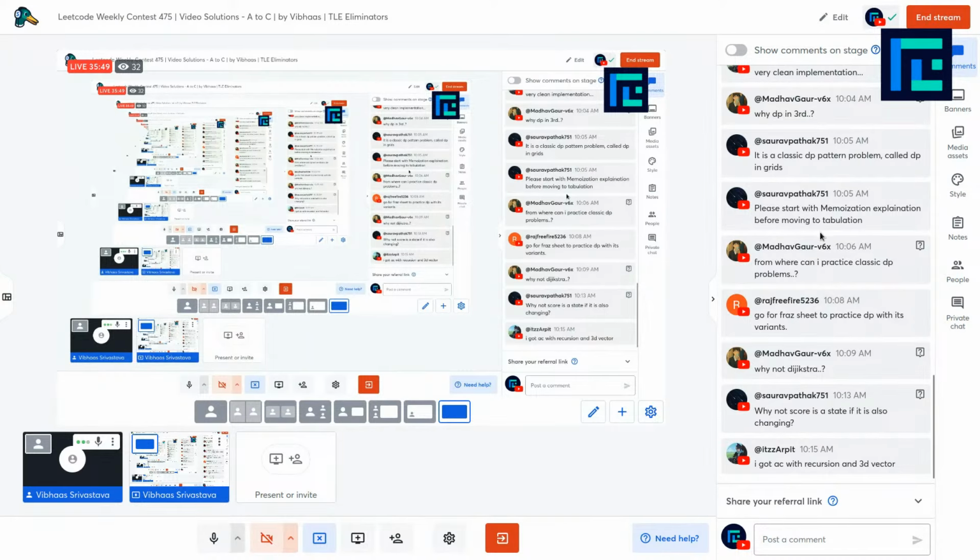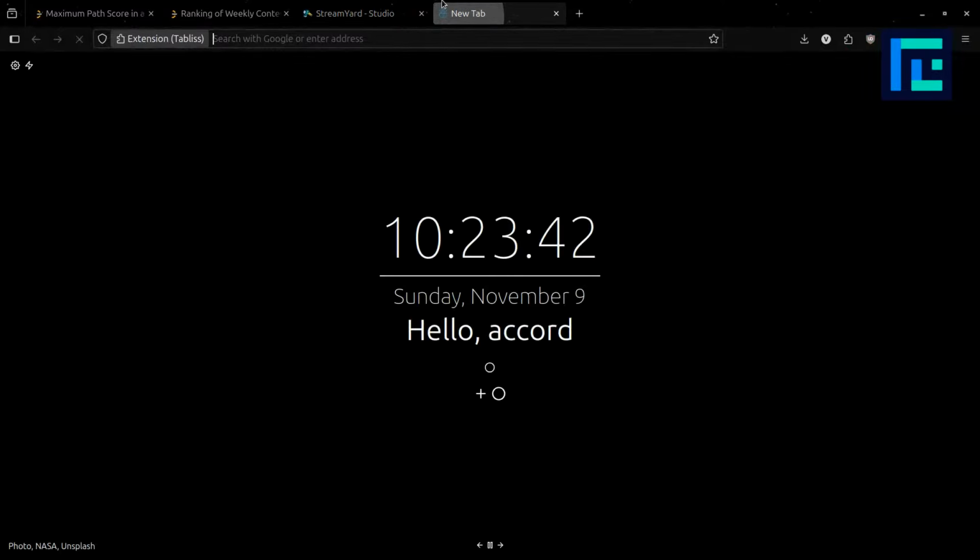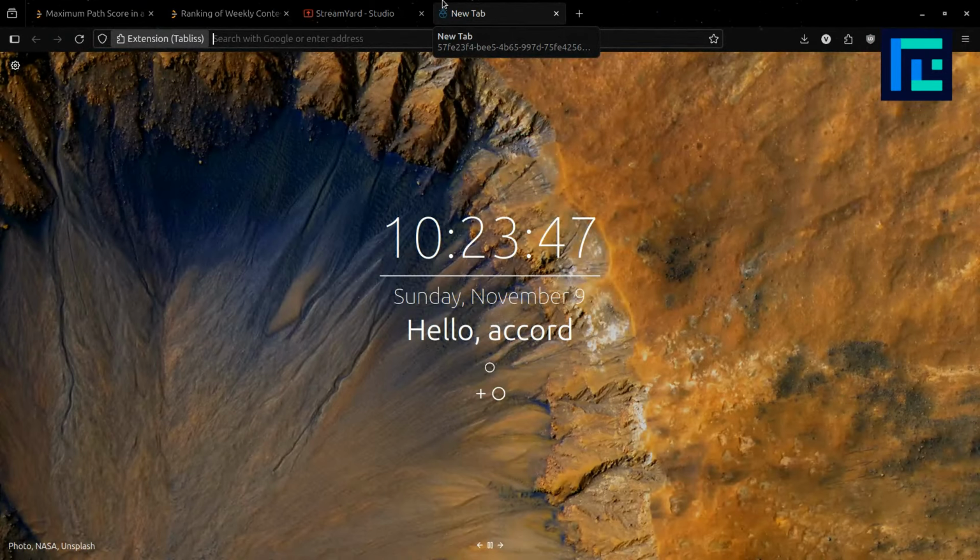Why is score not a state? Score is not our state. Score is our answer. That's the maximum thing which we're computing. Oh, you got AC with recursion? Okay, fine. But it is risky to try recursion on this, I would say. Especially on Codeforces, they usually have very tight constraints. On Leetcode, they might not have such tight constraints for recursion.